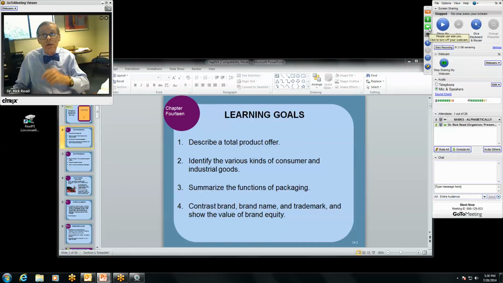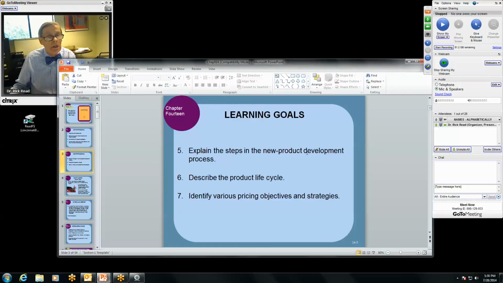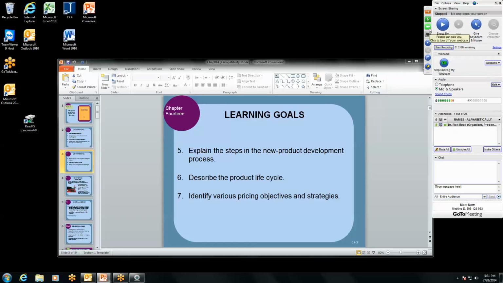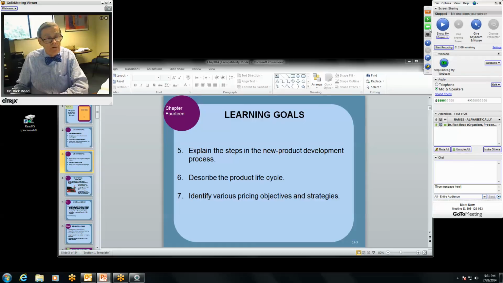Describe a total product offer. Identify the various kinds of consumer and industrial goods. Summarize the functions of packaging. Very, very important. We don't think about it, but they're very important. Contrast brand name and trademark, and then show the value of brand equity. And finally, explain the steps in new product development. Describe the product life cycle and identify various pricing objectives and strategies.